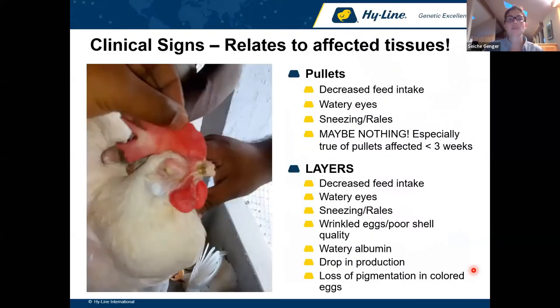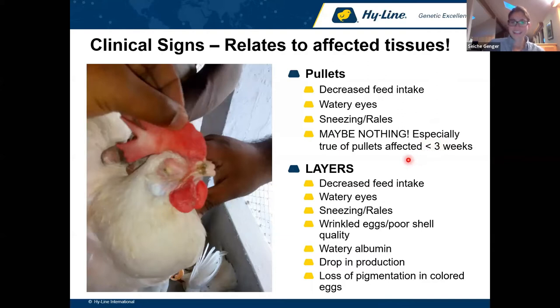So clinical signs. Well, clinical signs are going to relate directly to which tissues were affected, right? So wherever the virus is going to go, it's going to replicate in those cells and cause some damage and destruction, which makes sense then that the clinical signs we see are going to be related to those damaged sites. That being said, obviously, if we have all these upper respiratory and lower respiratory areas, we're going to see symptoms like watery eyes, like sneezing and rales. So you can see over here, there's a lot going on in the eyes here. There's a lot of discharge coming out of the nose. And the bird generally looks sick, which is going to give us this decreased feed intake.